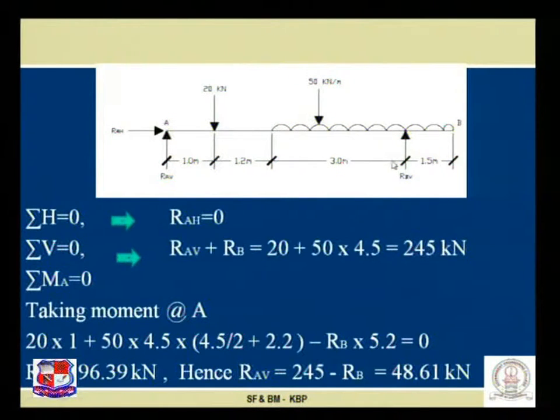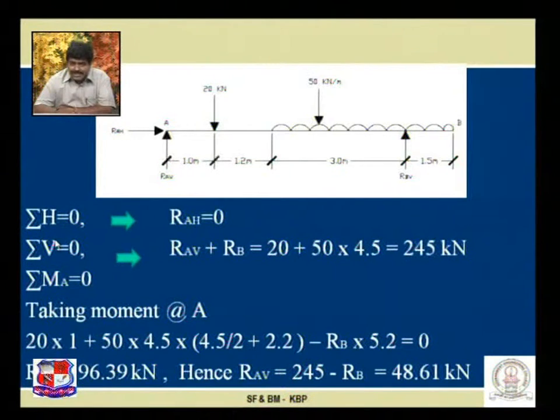Number 1, sigma H is equal to 0. As such, there is not a single horizontal force acting on this particular body, so RAH is equal to 0. Next, take sigma V is equal to 0. Sum of all the vertical components of forces are equated with 0.